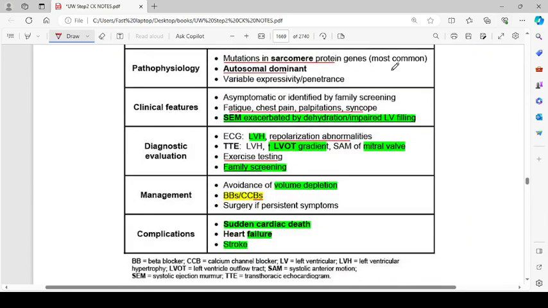The next thing is hypertrophic cardiomyopathy pathophysiology. Mutations in sarcomere protein genes are most common. It is autosomal dominant with variable expressivity and penetrance. The clinical features are asymptomatic or identified by family screening: fatigue, chest pain, palpitations, syncope. There will be a systolic ejection murmur, which will be exaggerated by dehydration and impaired left ventricular filling.